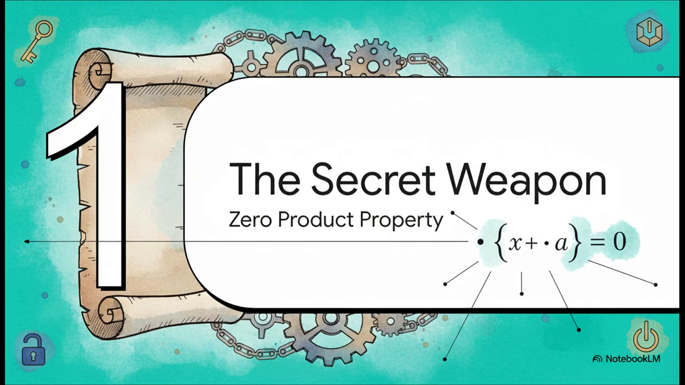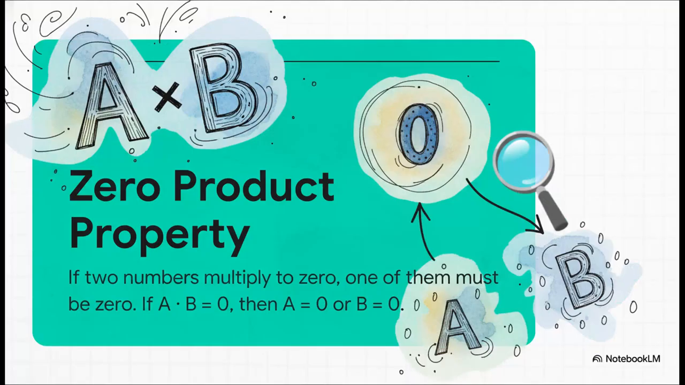And the key to this whole thing isn't some crazy, complicated formula. Nope, it's a really simple, kind of beautiful idea called the zero product property. This is our secret weapon. It makes everything else fall into place. The power of this property is just how simple it is.